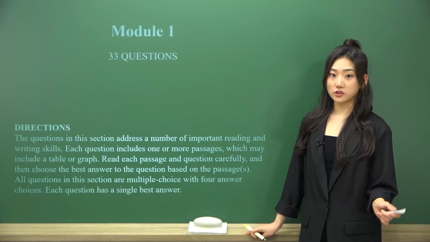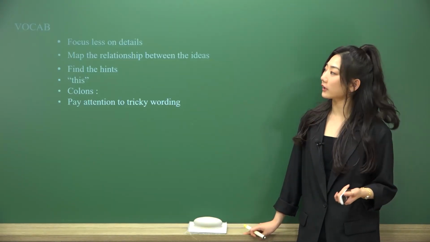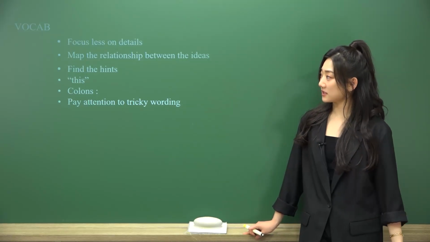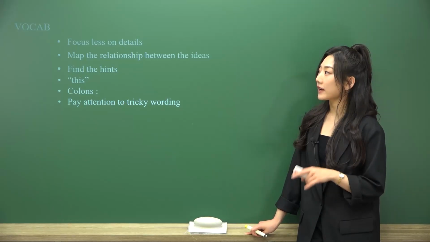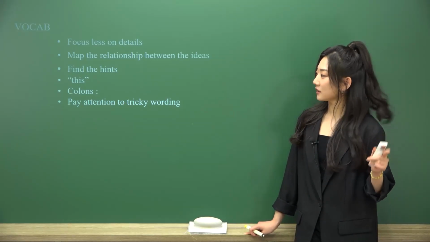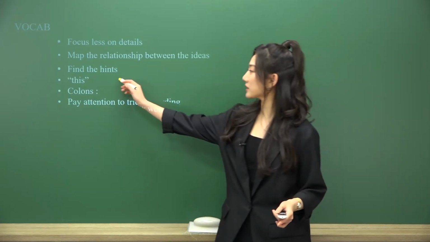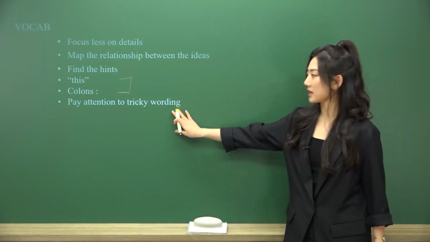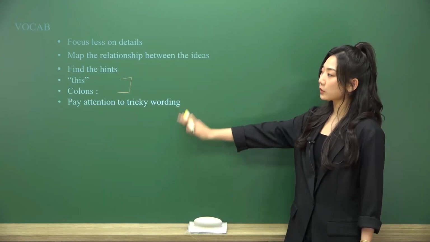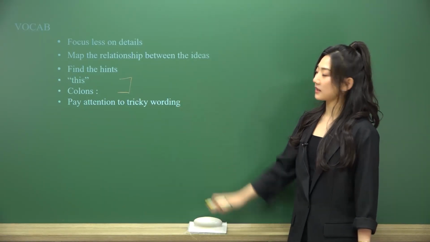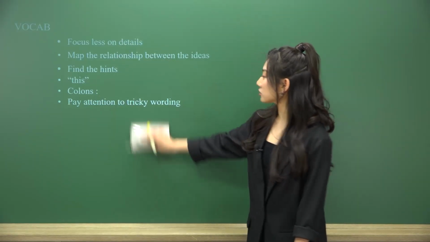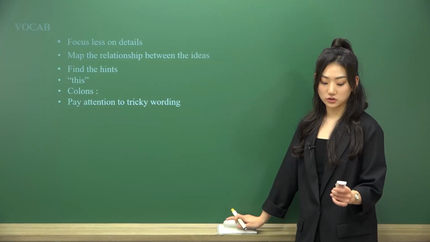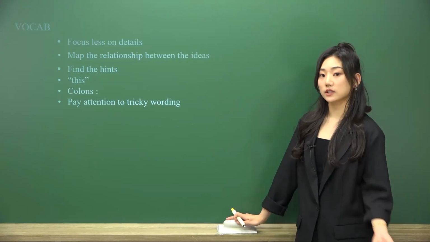So before we get started, let's review what we've learned so far. We're going to focus less on the details. We're going to map the relationship between the ideas. We're going to find the hints, this, colons, these two are very important, and we're also going to be paying attention to tricky wording. So vocab is essentially going to be this and this always. Anytime that you feel uncertain about a vocabulary word, make sure you look it up and find the correct connotation.